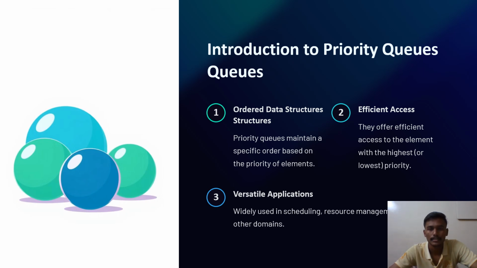Order, data structures, efficient access, versatile applications. Priority queues maintain a specific order based on the priority of elements. Efficient access: they offer efficient access to the element with the highest or lowest priority. Versatile applications: widely used in scheduling, resource management, and other domains.